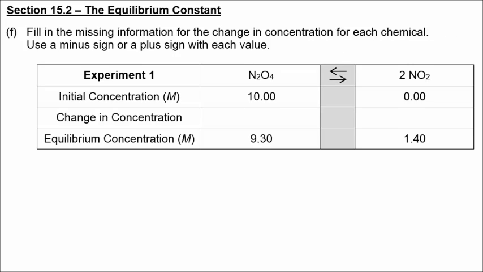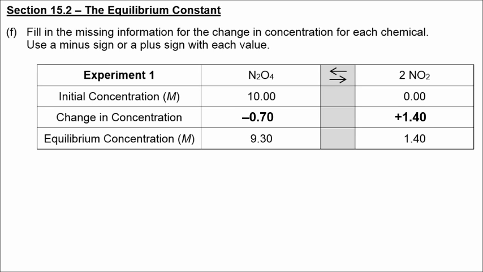So now we're going to fill in the change in concentration for these 5 experiments. In experiment 1, the concentration of N2O4 has decreased by 0.7. The concentration of nitrogen dioxide has increased by 1.4. And it's the change in concentration that we're looking at. Notice that the change in concentration for NO2 is exactly twice as much as the change in concentration of N2O4.